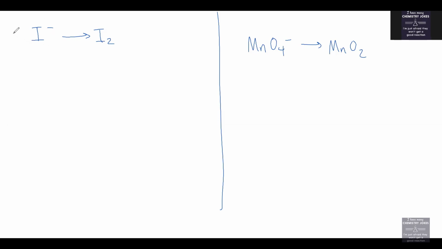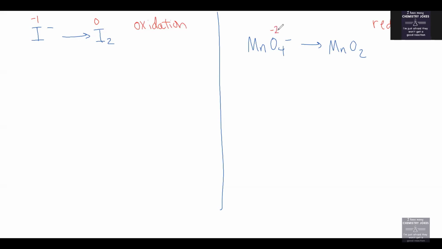Over here, I minus is a -1. Here, it's a diatomic in an uncombined state. It's a 0. It lost electrons. So this is my oxidation half reaction. Must mean this is my reduction half reaction, and we can guarantee that by double checking our charges.